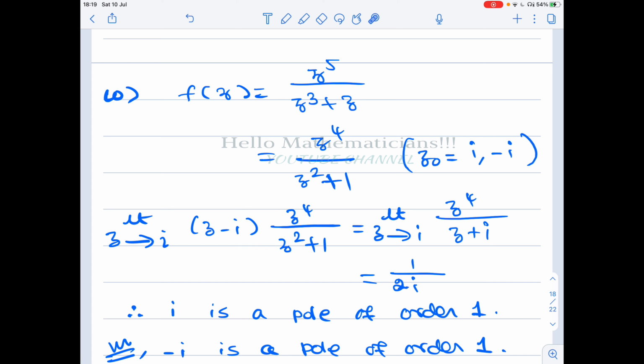Now we look at the limit as z tends to i of z minus i times this function, and let's see what we get. z square plus 1 is z plus i times z minus i, so z minus i will cancel. You get z power 4 by z plus i. As z tends to i, i power 4 is 1, and i plus i is 2i. So you get 1 by 2i. Therefore, the limit as z tends to i of z minus i times f of z is a finite quantity.